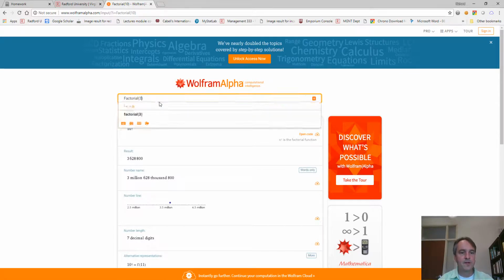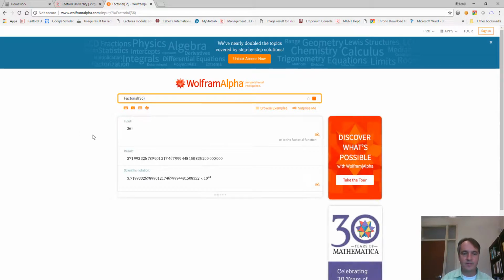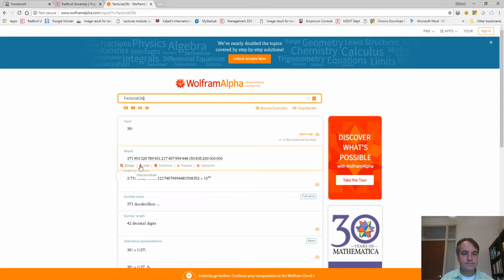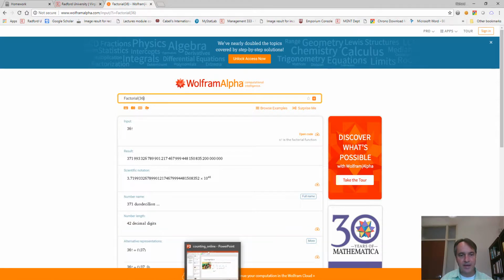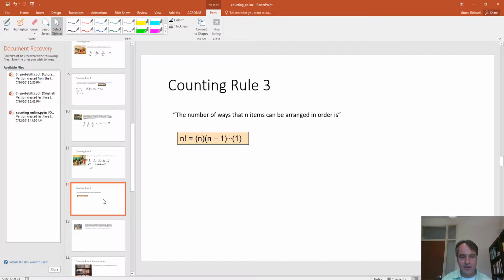And if we were to say, okay, typical size class at Radford is 36 students, so factorial 36. So if we were to say, okay, 36 students, how many different orderings are there for you to come into the classroom? So it's this number right here. So factorials, you have to be careful about doing too much with the factorials, because it grows really, really fast. Okay, and the next 2 counting rules will involve factorials, so that's why I start with that caution.